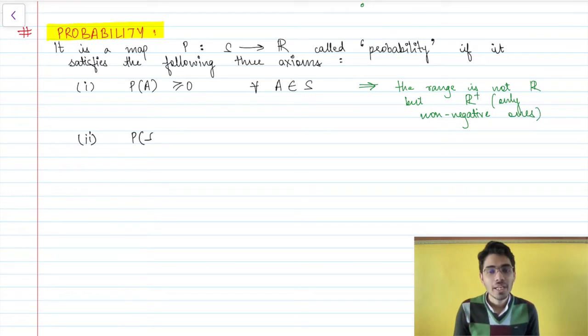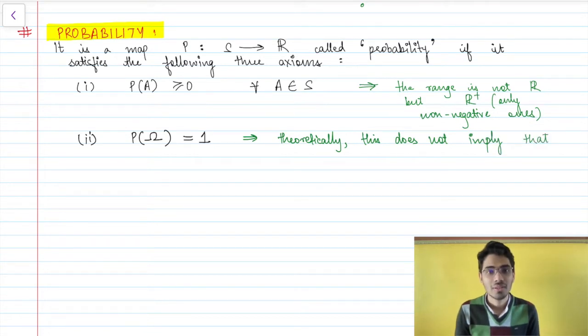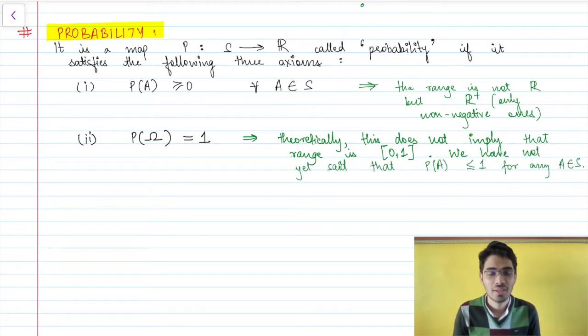Second, probability over the universal set, that is the set of all outcomes, is equal to 1. However, this does not indicate that the probability lies between 0 and 1. It just says that for the universal set, the probability is 1.